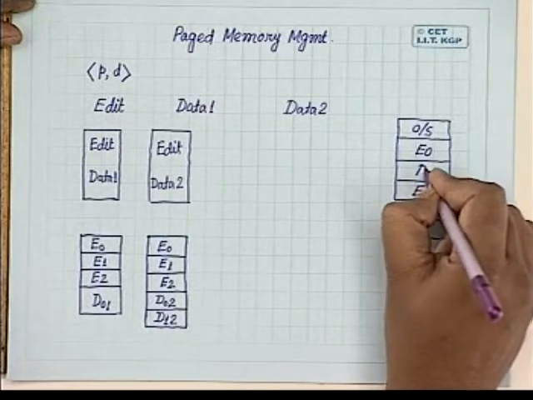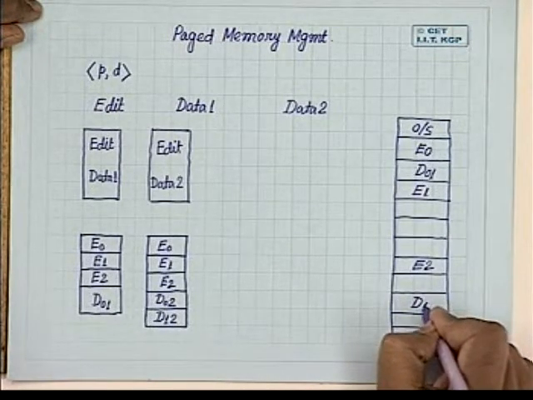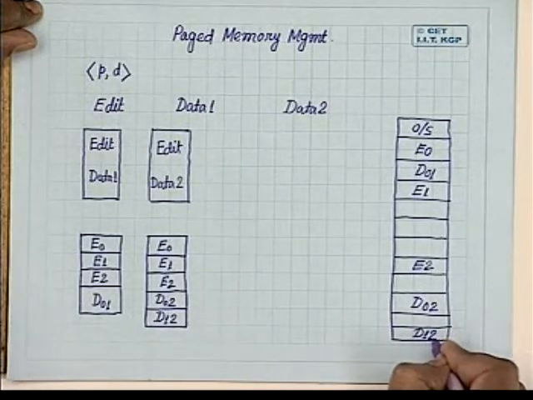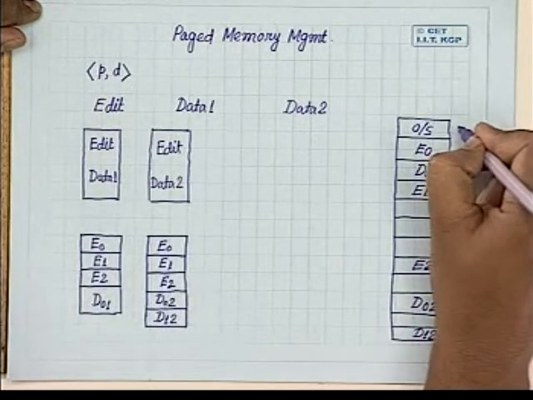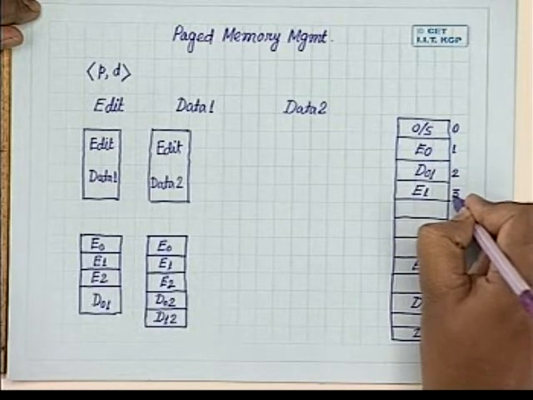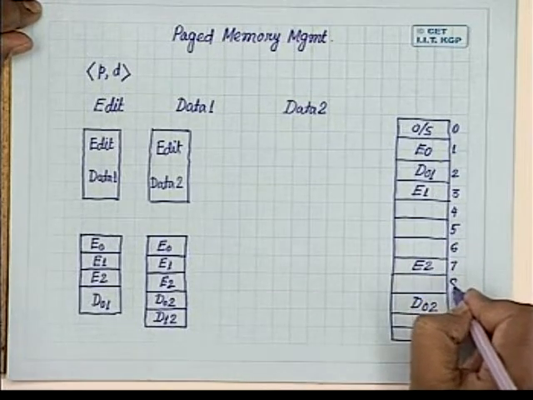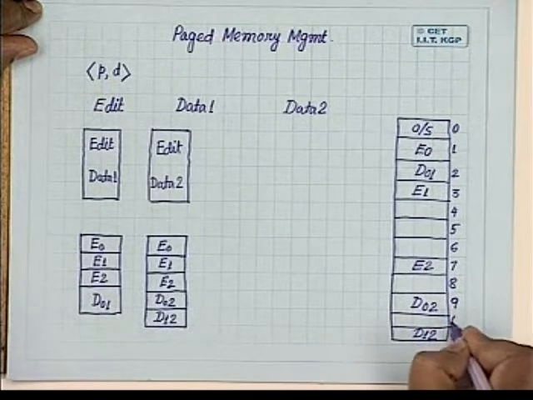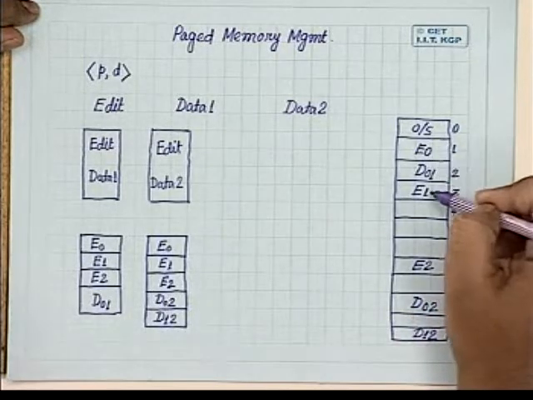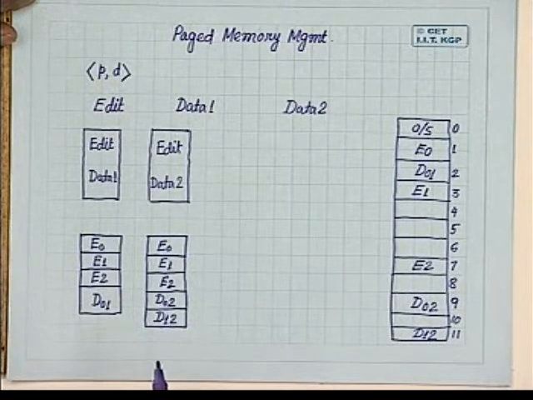This frame may contain D01, this frame may contain D02 and this frame may contain D12, something like this. Now if you look at the frame number, so this is frame number 0, this is frame number 1, this is frame number 2, this is frame number 3, 4, 5, 6, 7, 8, 9, 10 and 11. Okay. So to enable sharing of the same code by both the users, what you have to do is we have to simply generate the page map table accordingly.